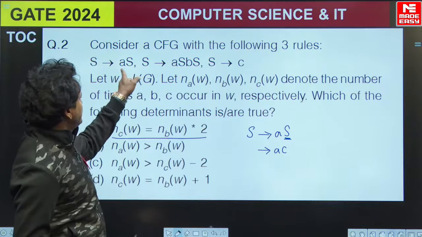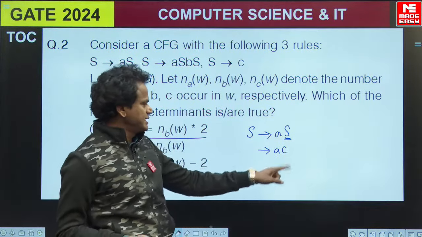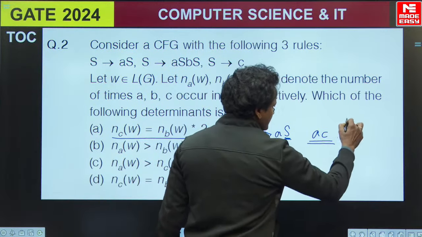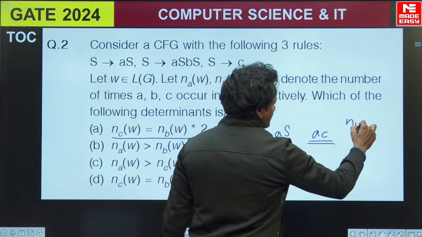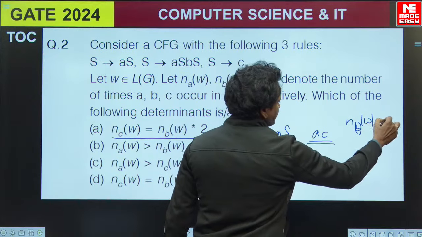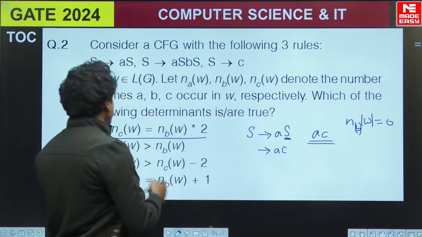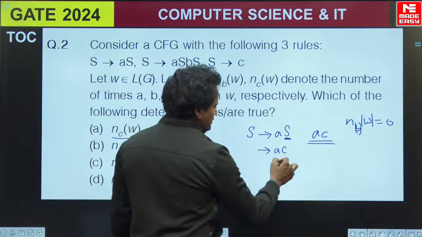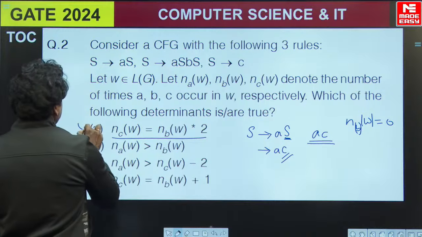If I go for S to AS and in the S place I substitute C, the string we are getting is AC. Here the number of B's is 0. If the number of B's is 0, then the number of C's must be 0 into 2. 0 into 2 is 0, no? But here we got 1. So this is not a correct answer.